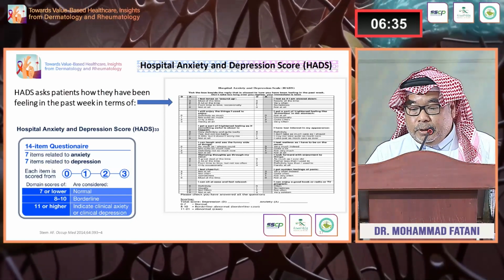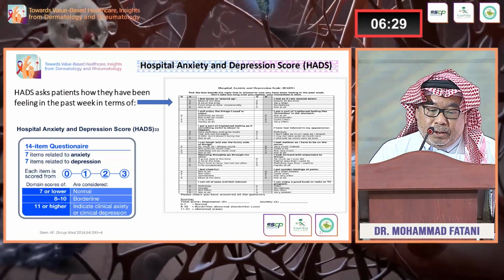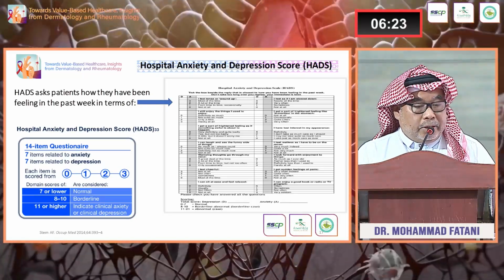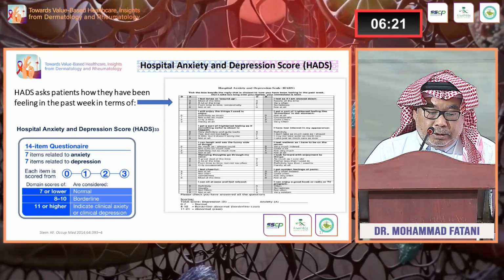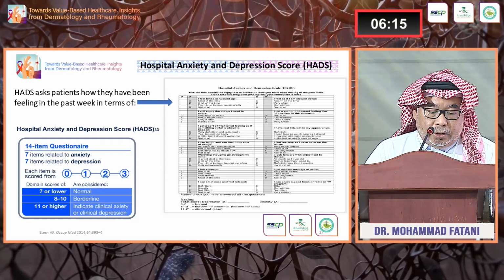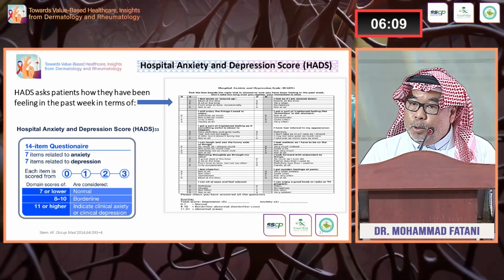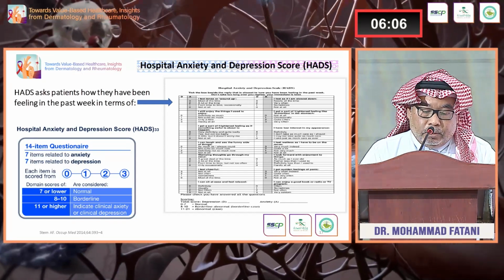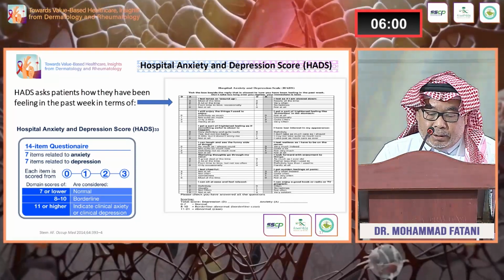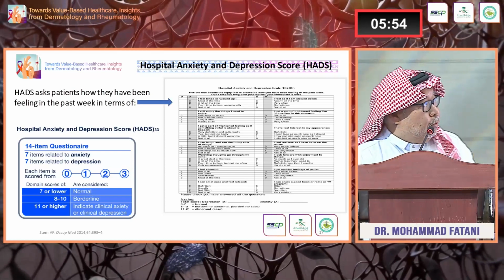What about the Hospital Anxiety and Depression Scale, which is called HAD? In HAD, we ask the patient how they have been feeling in the past week in terms of depression and also anxiety. This has 14 items, 7 related to anxiety and 7 related to depression. Each item is scored from 0 to 3. The domain score is as follows. If it is 7 or lower, we consider it normal. If it is 8 to 10, it's borderline. If it is 11 or higher, it indicates clinical anxiety or clinical depression. This is the form of the HAD.